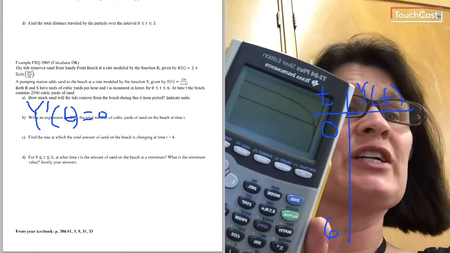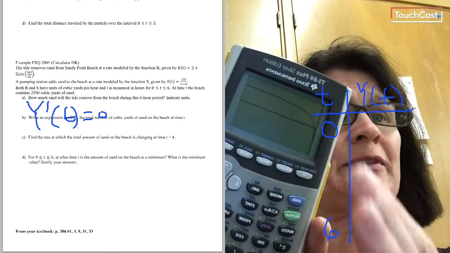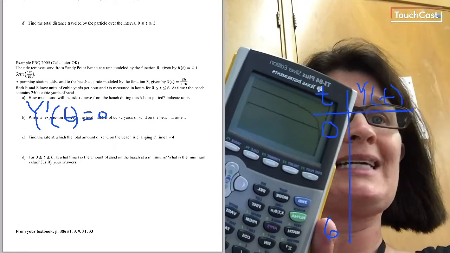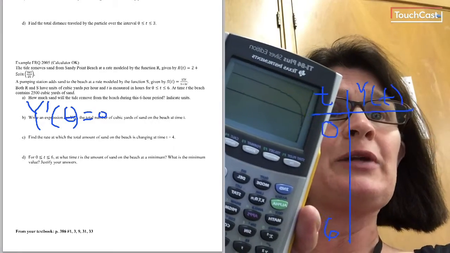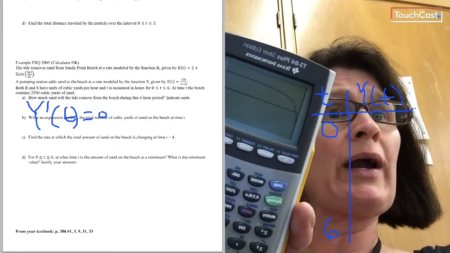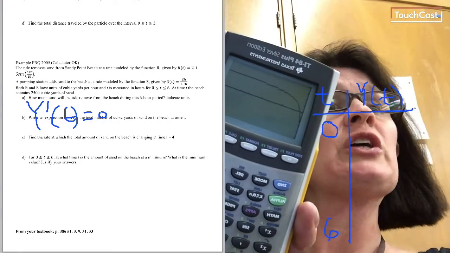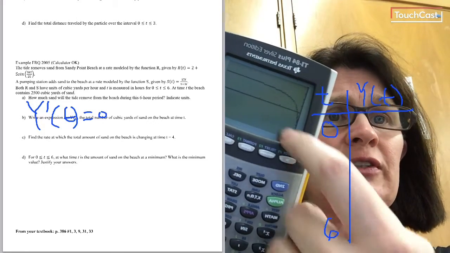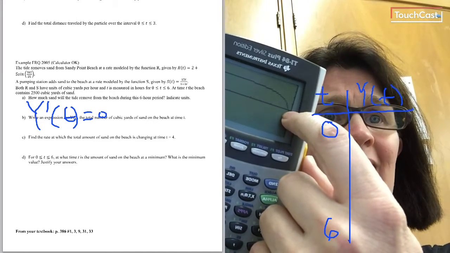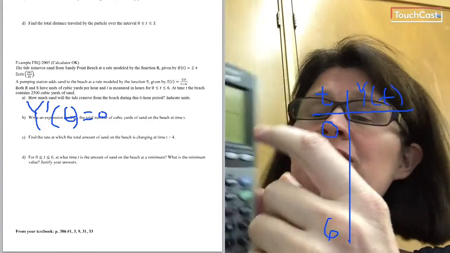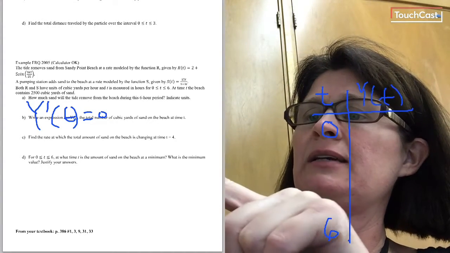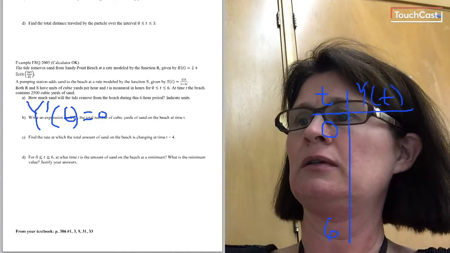And I get this. I changed the window to go from time 0 to time 6 because those are the only times I care about in this problem. And you can see that there is a place where there is a time value for which s of t minus r of t equals 0, and it happens right there. So I use my calculator function. That's the zero function, so second, calc, and zero.